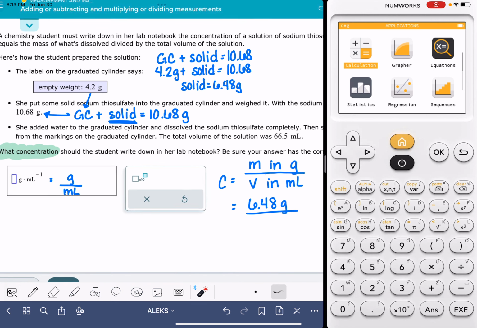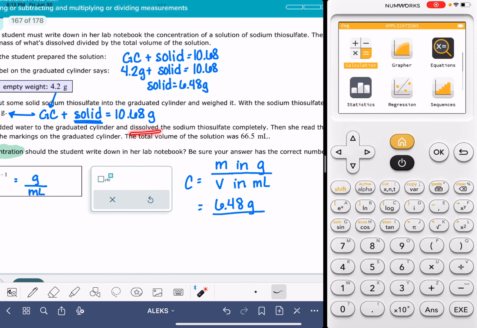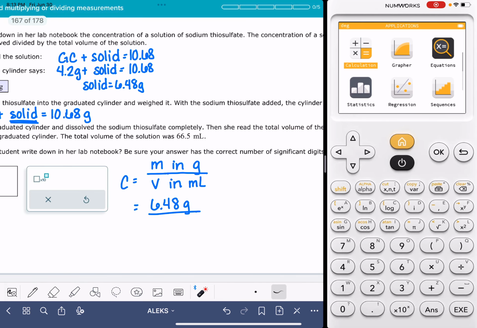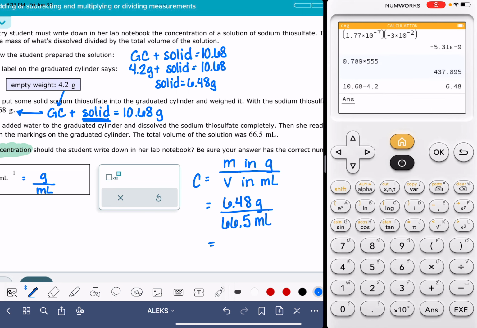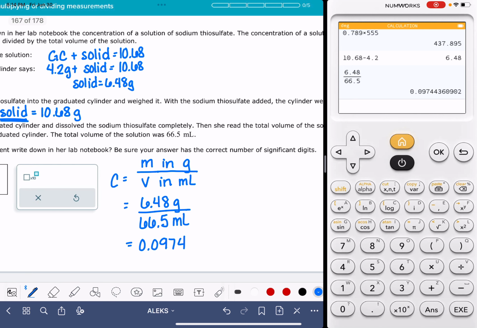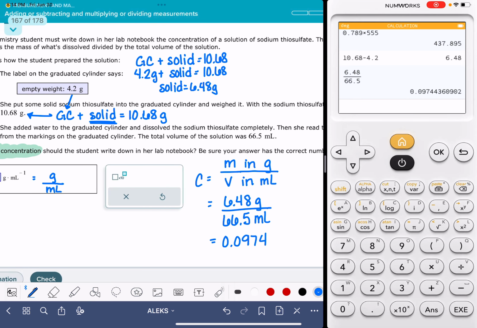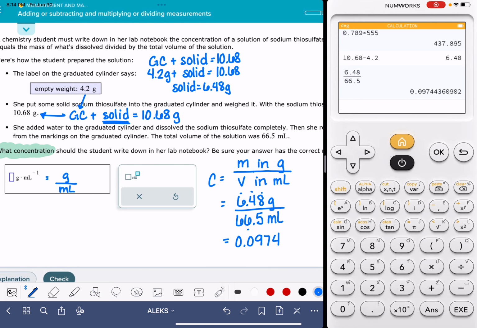So reading on to the next bullet point, it says we add water, dissolve it, read the total volume of the solution. The total volume of the solution is 66.5 milliliters. That is the volume, 66.5 milliliters. All that we need to do now is just use the calculator to do that math for us. And I get 0.0974 to the correct number of significant figures. That is going to be 1, 2, 3, and 1, 2, 3. That's going to be 3 sig figs, which is what we have right here, grams per milliliter.